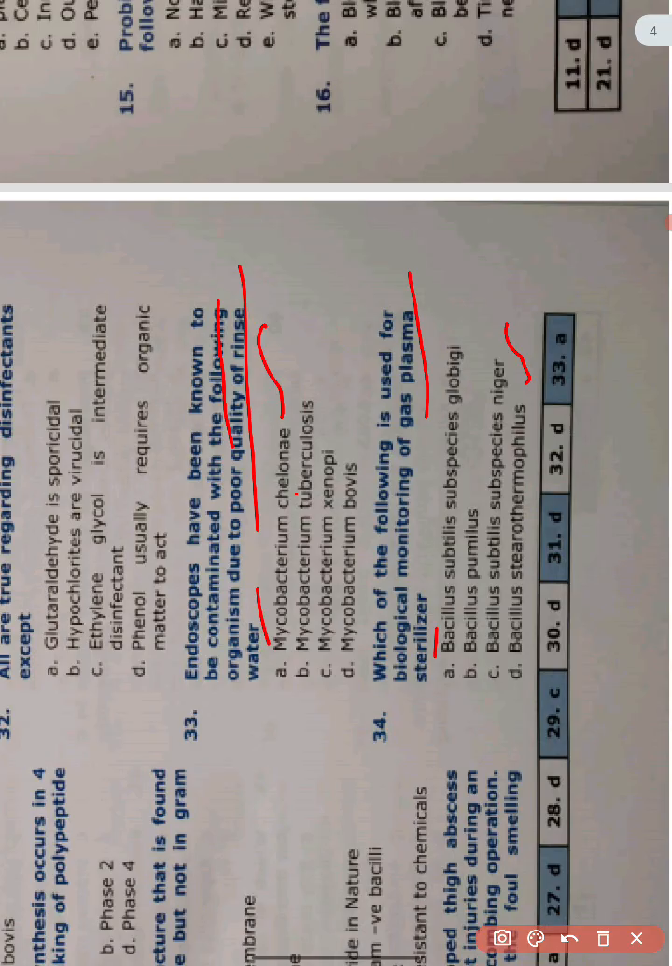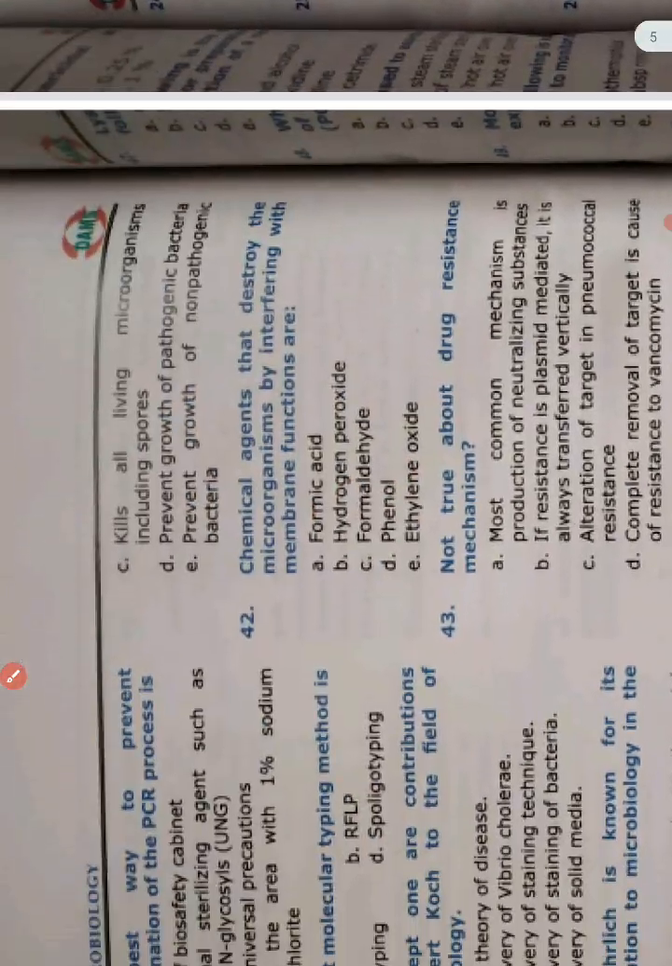Okay, so which of the following is biological monitoring? That is Bacillus stearothermophilus. After this, you can use Bacillus atrophaeus subspecies niger, and after this, you can use Bacillus pumilus for radiation. Okay, now let's see the next question.